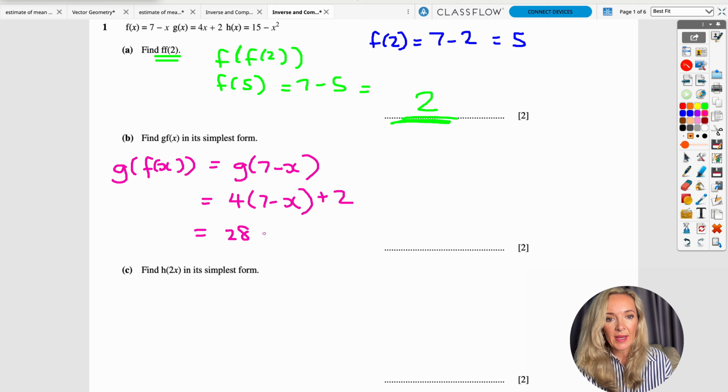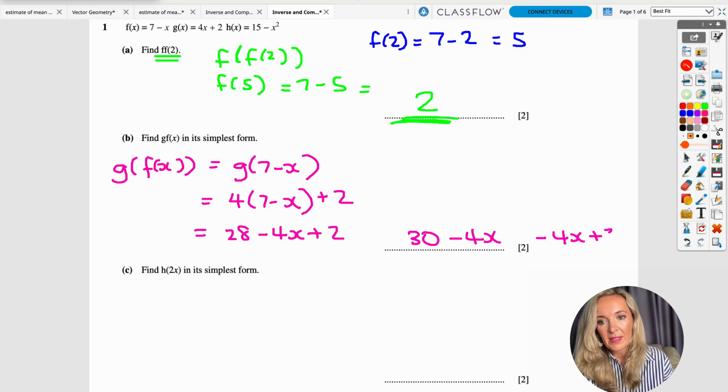So we get 28 minus 4x plus 2, and then what have we got? We've got 28 plus 2 minus 4x, which is 30 minus 4x. And of course you can write that as minus 4x plus 30 if you want, okay? So either of those things is fine.